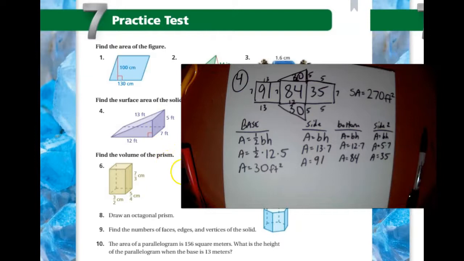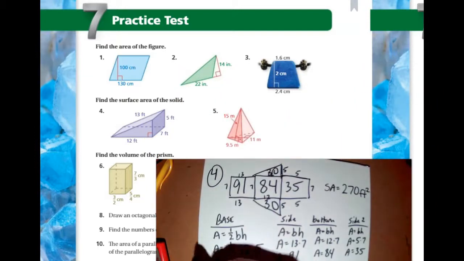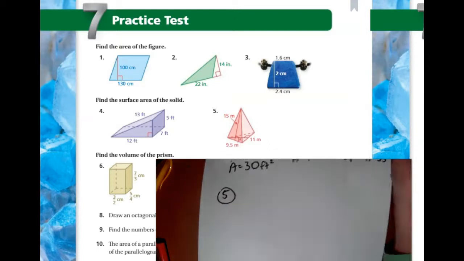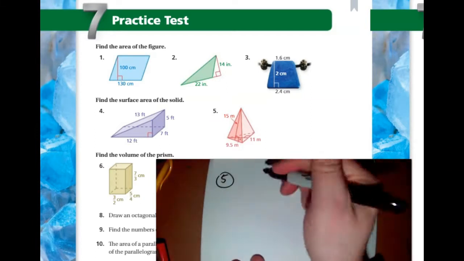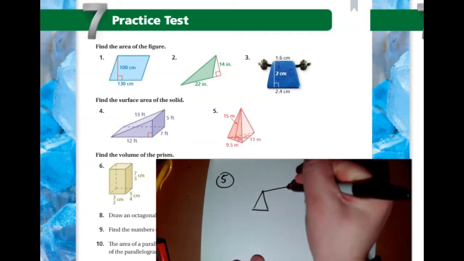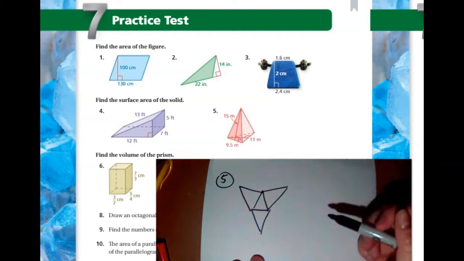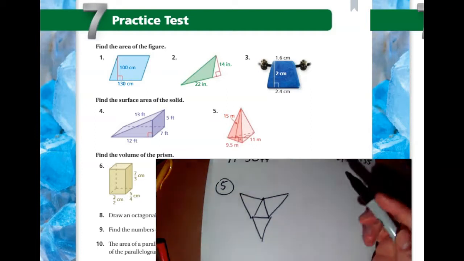Moving on to number 5. Number 5 is a triangular pyramid. Let's see if we get this going. There we go. Triangular pyramid. If I make a triangular pyramid, it's a pyramid that has a triangle base. So I have a triangle base and then triangles coming off of all those sides. Right? Here's my base. Here's all my lateral faces. There are 3 of them.